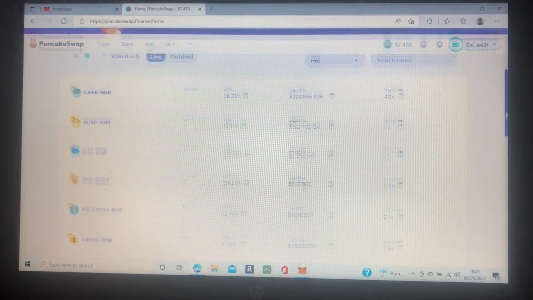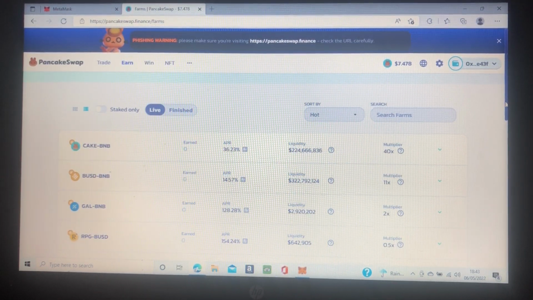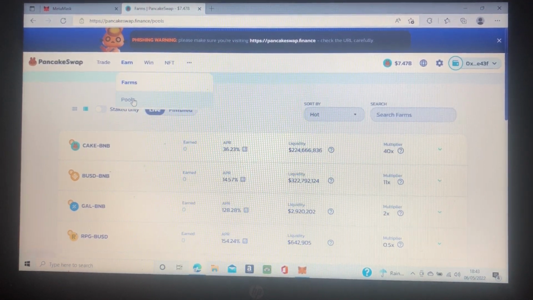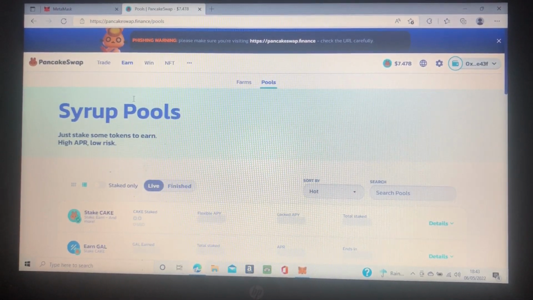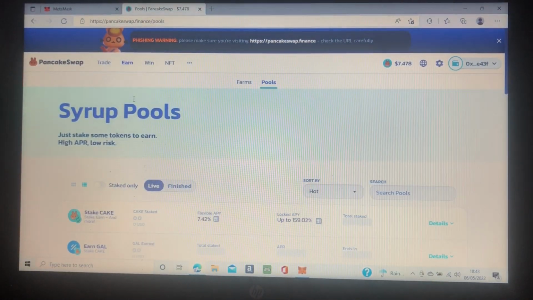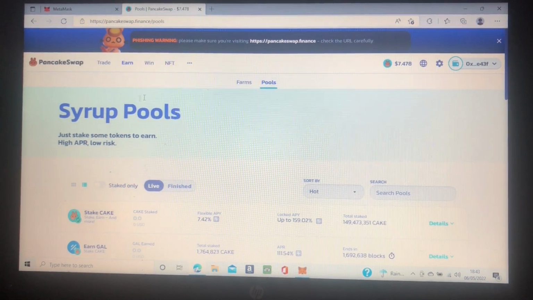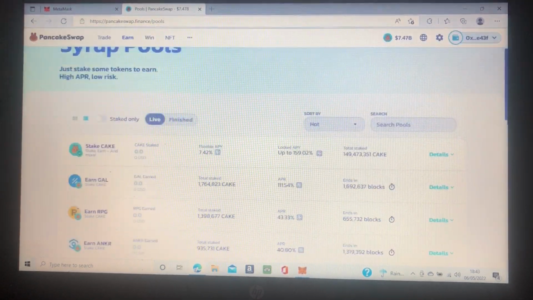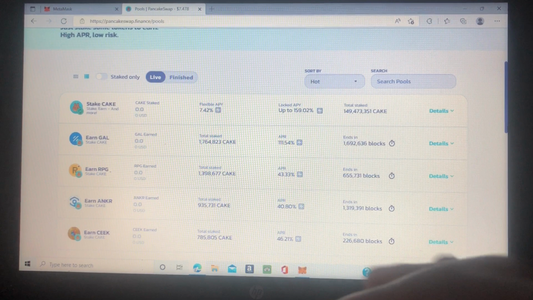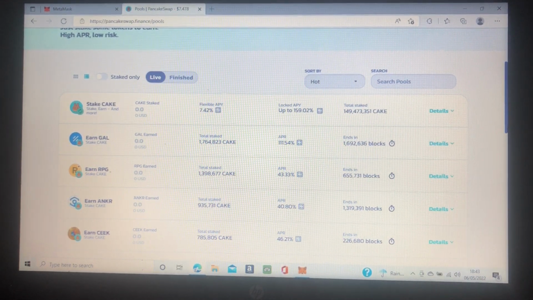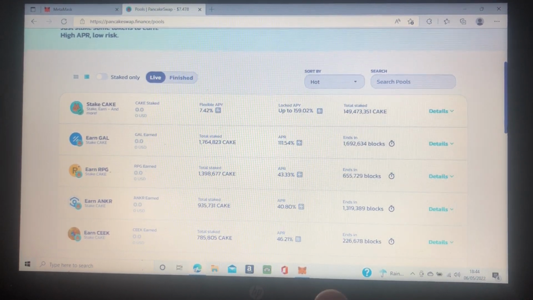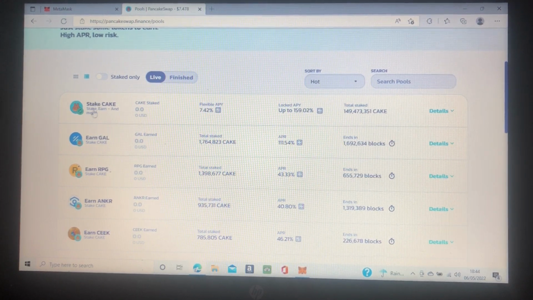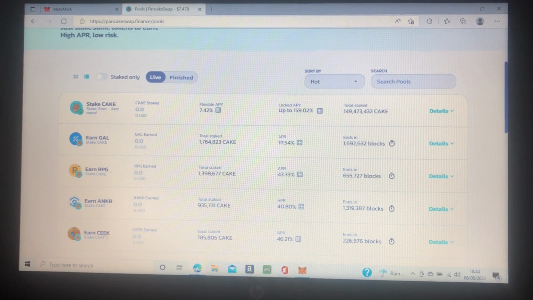So straight away, if we just get to pools now, pools here has to do with staking. When you hear of pools, you understand staking. Now you just stake whatever token that they are offering. Now the native token of PancakeSwap is this cake. That's why you are seeing stake cake, earn more, and so on.